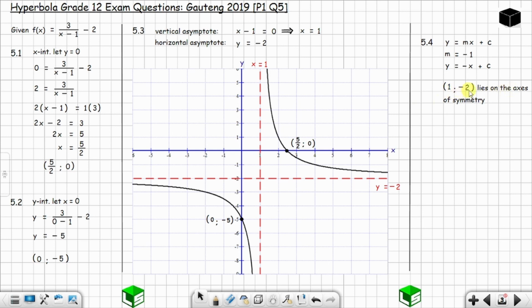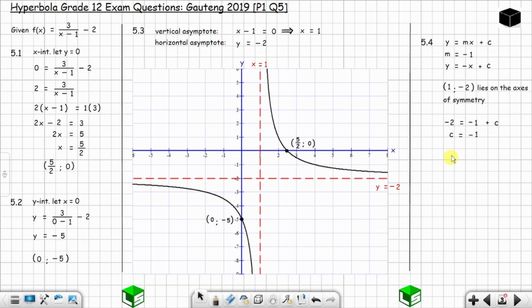We are going to use this point to calculate c. This is the x coordinate, this is the y coordinate. y is equal to -2. We have -2 is equal to negative x, where x is 1, and then plus c. And what is c equal to? When you take -1 to the left, now you have 1 minus 2. 1 minus 2 is equal to -1. So you have the value of c.